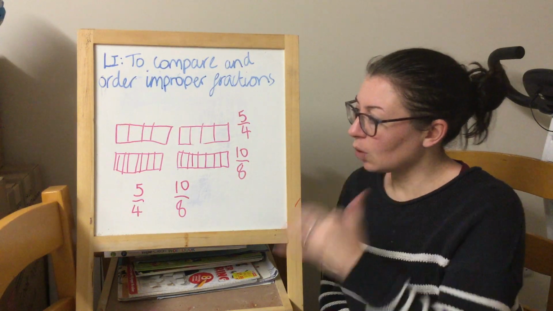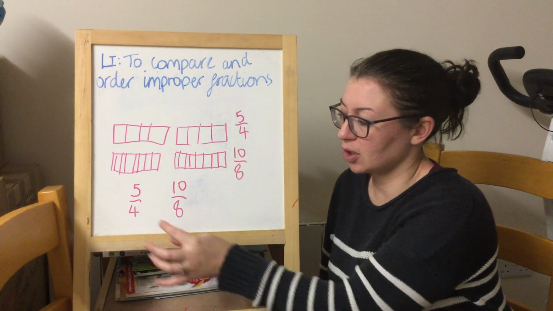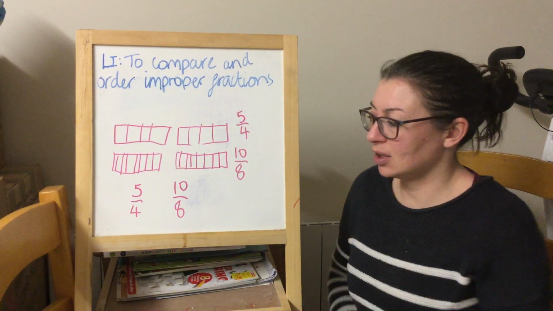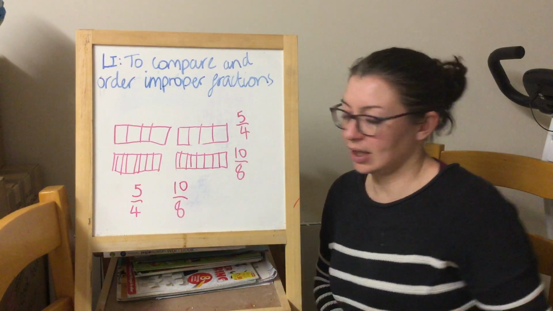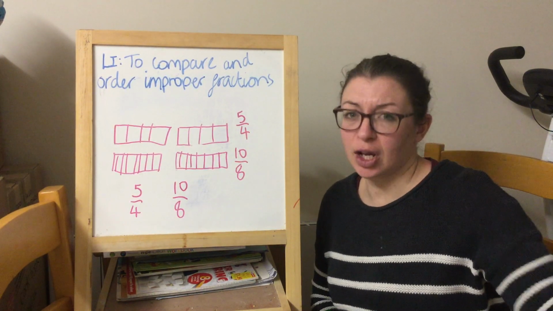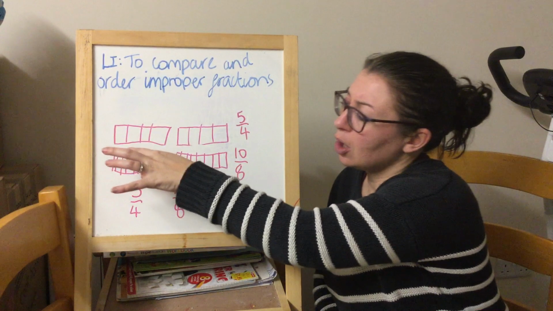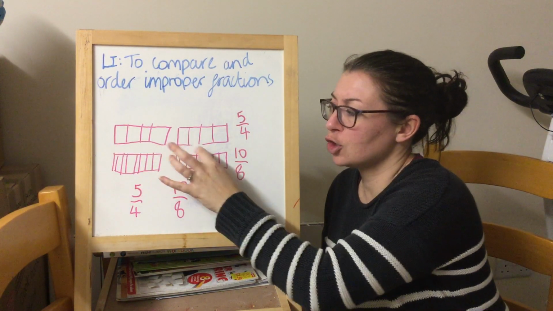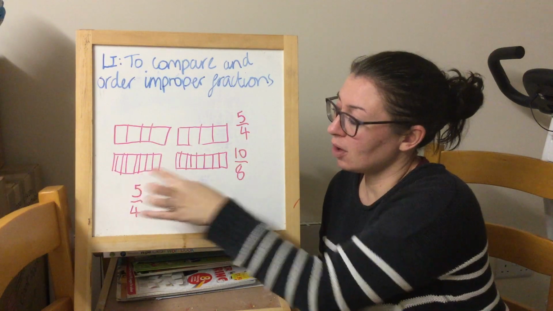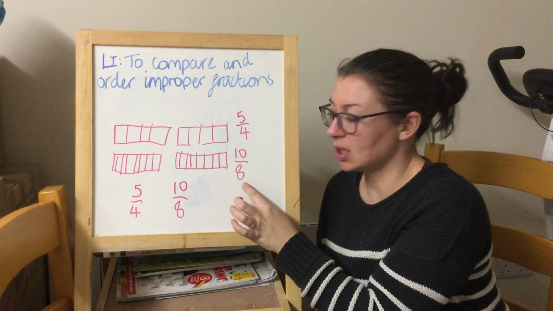So, we are going to start by comparing these two fractions: 5 over 4 and 10 over 8. So we've got 5 quarters and 10 eighths. So we're going to start exactly how we started on Friday. We're going to shade in our diagrams. So, our quarters are at the top. So here are our 2 bars that have been split into 4, and here are our 2 bars that have been split into 8.